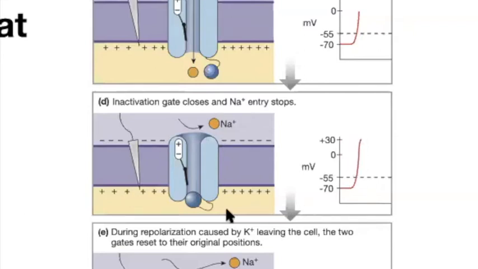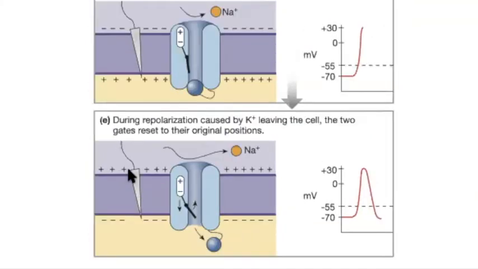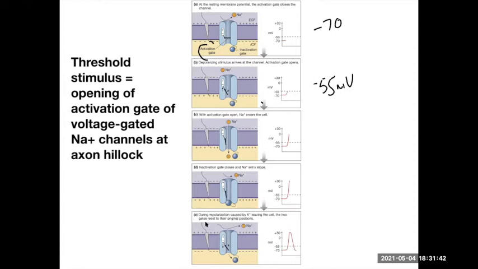Now this area has gone from being -70 to a +30. So you have this positive charge on the inside. You had a negative charge on the inside relative to the outside, and now it's positive on the inside, and now sodium is blocked. And then we start repolarizing at this point. So this repolarization, as we'll see, is going to be caused by potassium leaving, right? But at this point, now the sodium channel is back.